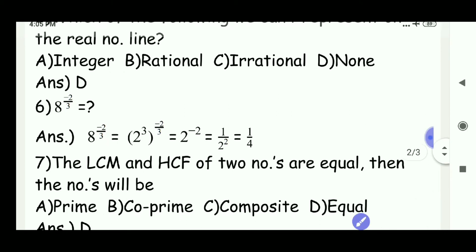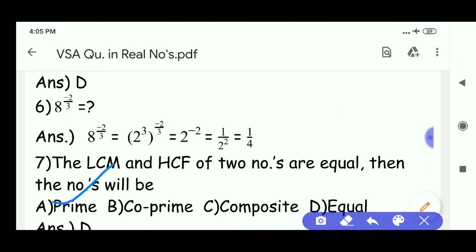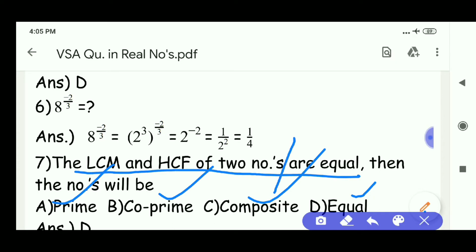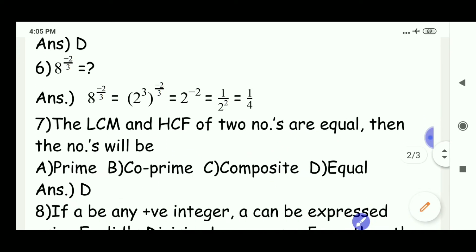Next question. The LCM and HCF of two numbers are equal. Then the numbers will be prime numbers, co-prime numbers, composite numbers or equal numbers. If LCM and HCF are equal, then the numbers are equal.